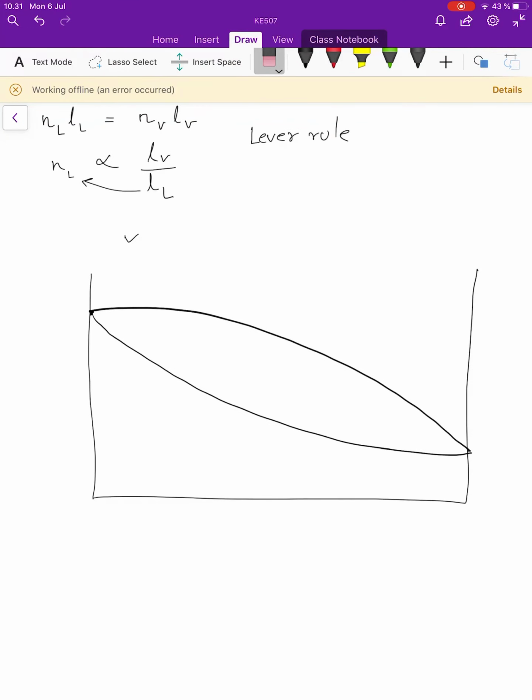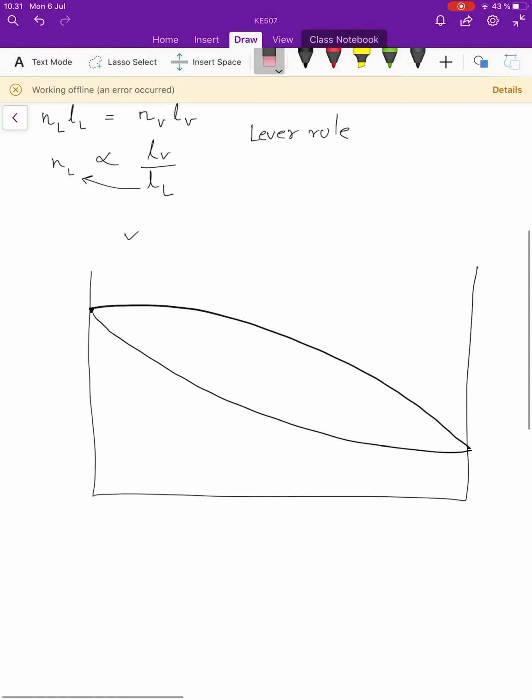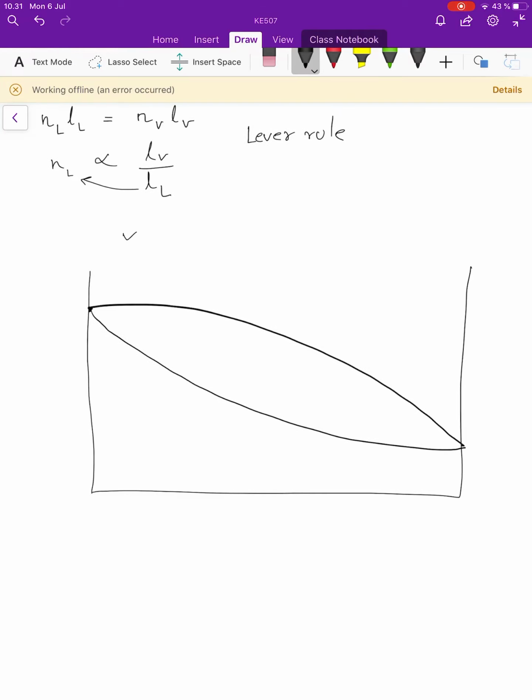This is the second part of the phase diagram video. So now instead of pressure composition phase diagrams, we have temperature composition phase diagrams, where you have temperature instead of pressure on the y-axis, and on the x-axis you still have the mole fraction of A.